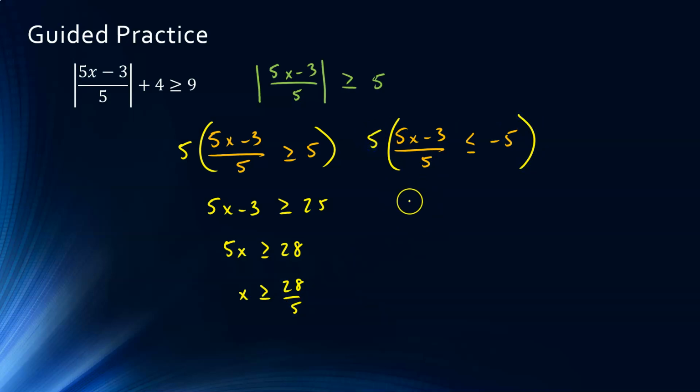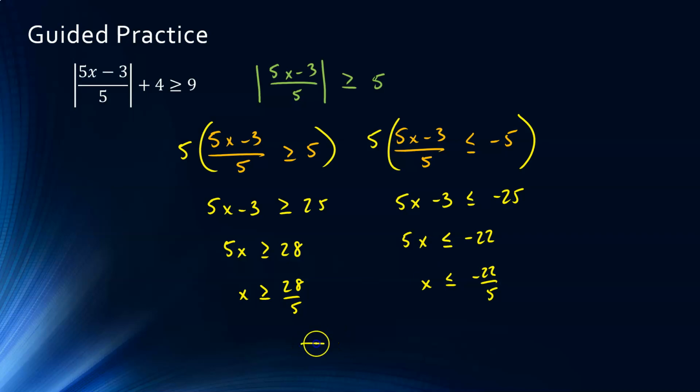Going back to this one, we multiply everything by 5 like we did. So we'd have 5x - 3 is less than or equal to negative 25. Add 3 to both sides, we get negative 22. Divide by 5, we get x is less than or equal to negative 22/5. So it's okay, even though it looks weird that we have two fractions.